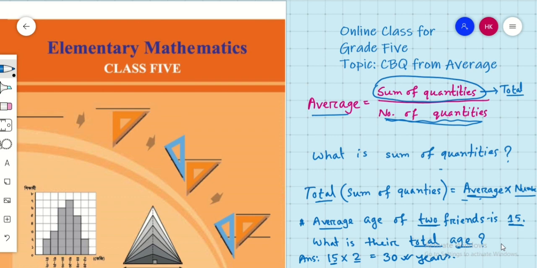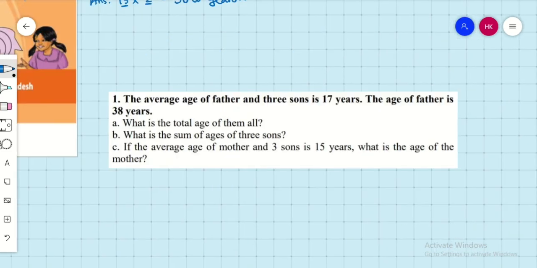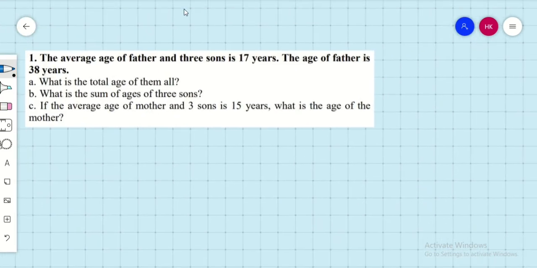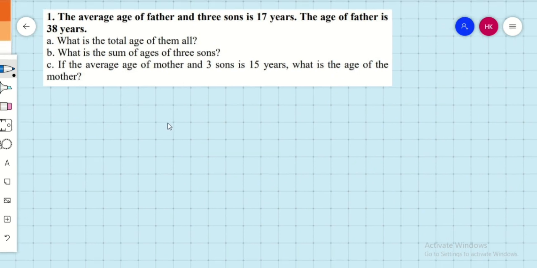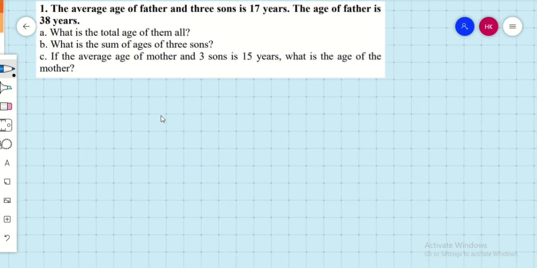Let's begin solving question number 1. You can see question number 1 on the screen. The average age of father and 3 sons is 17 years. Here you see there are total 4 persons, father and 3 sons. Father is 1 person and 3 sons are 3 persons, total there are 4 persons, right? So A says, what is the total age of them all?